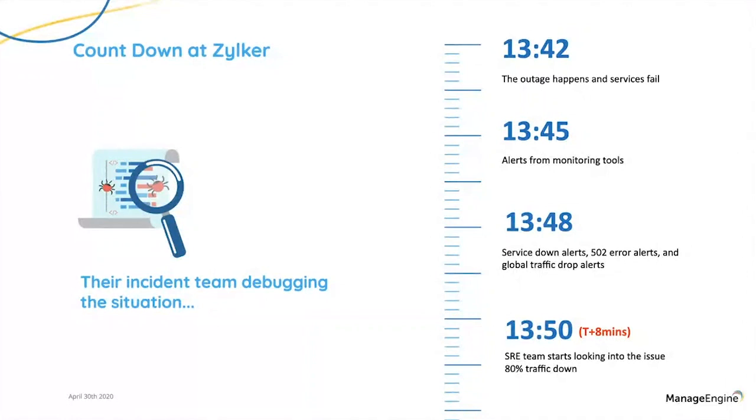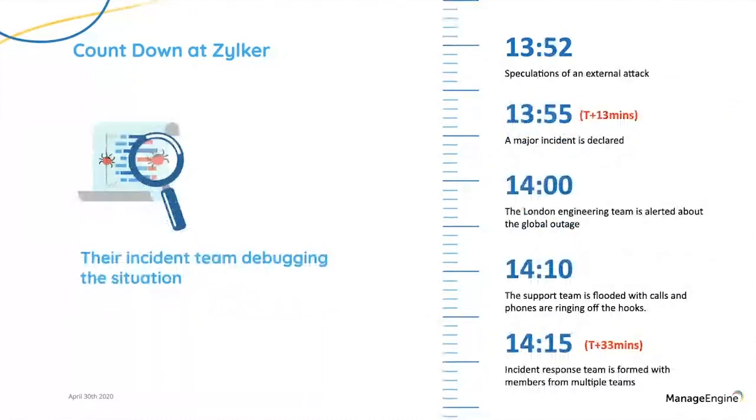From the time the incident happened, 8 minutes later, it still looks bad. And the site reliability engineer team starts to look into this issue only after there's an 80% outage, 80% slowness. When this keeps happening, it took around 13 minutes for the team to decide and discuss whether it is a major incident, which is a bad start again. And this Zilker organization is worldwide, and their London engineering team is now being alerted that something happened. So after 13 minutes, they get an update.